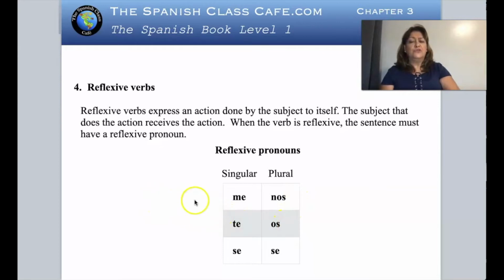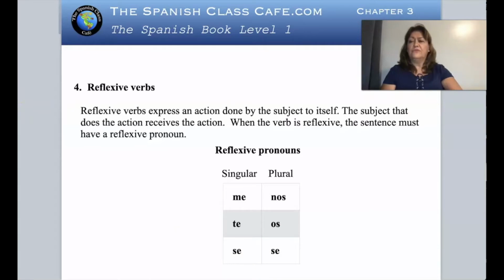Then the me goes with yo. This will be yo me, tú te, él se, ella se, and usted se. Remember that in the third person, we have 3 personal pronouns. That will be él, ella, and usted. Now we go to the plural side, and it will be nosotros nos, vosotros os, and in the third person will be ellos se, ellas se, and ustedes se.